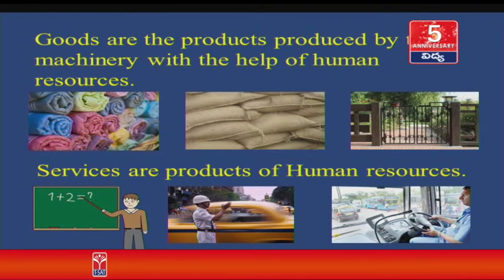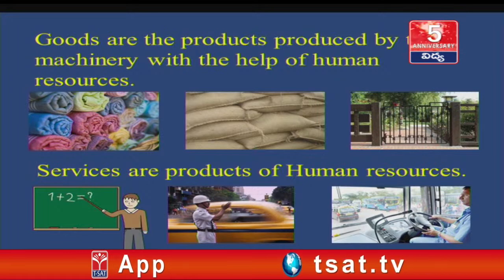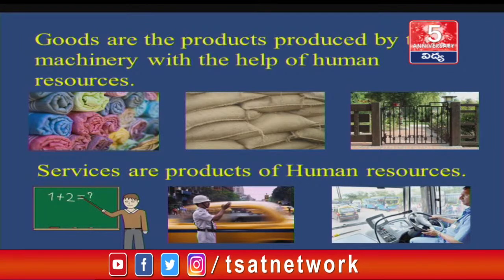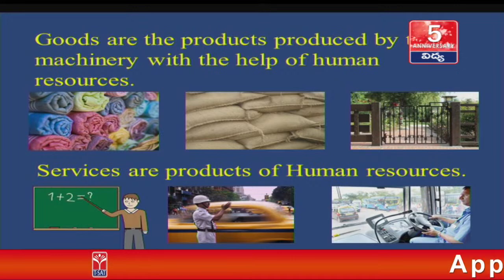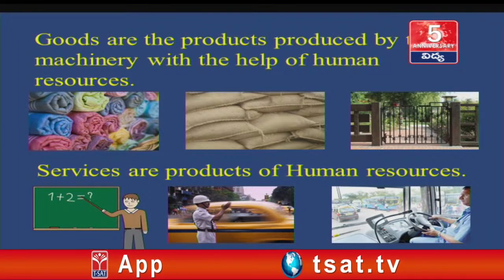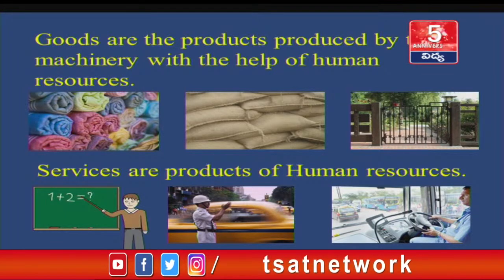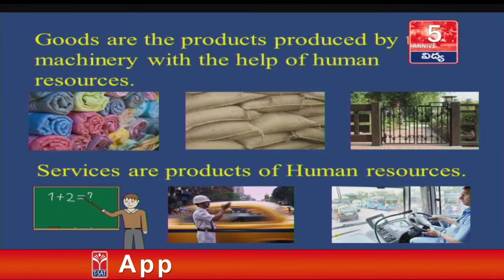Here you can see a teacher teaching, and in the next picture there is a policeman. What is the difference between these two? In goods, the production is something we can see. But in services, the production of an item is not taking place; it is not visible, we cannot see it. Goods we can see and services we cannot see, but we feel them. A lawyer and a doctor are all people doing services.